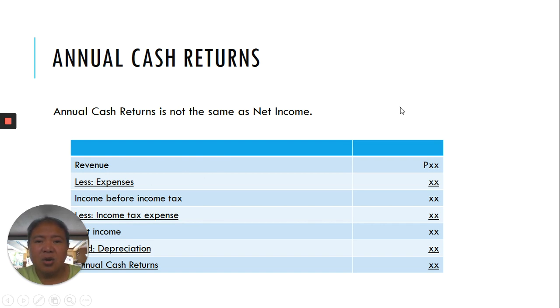So let us discuss the concept of annual cash return. Remember that annual cash return is not the same as your net income. If you look at the table below, the first few rows are actually your income statement, until you reach your net income. Then from the net income after tax, we add back the depreciation, because we are computing for the cash returns. Remember that depreciation, although it decreases your income, does not require cash. So we add back the depreciation of the capital asset that we will acquire, and then you have your annual cash return. This annual cash return is the figure that we will use in our discussion of capital budgeting.